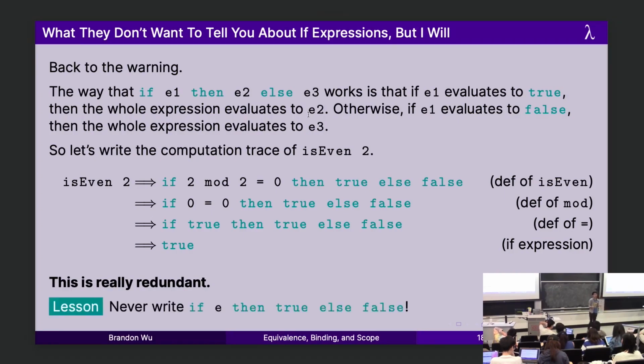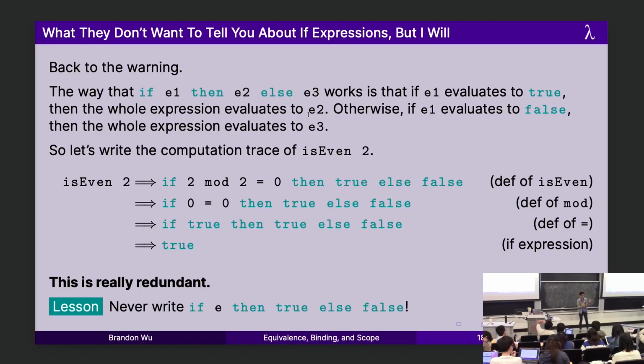So never write if e then true else false. Actually, the grader will complain at you if you do, but I feel like giving this information now. So don't do that. It's a style error. It's also just not good code. You should be aware that these things are equivalent because bools are bools, and if is just an expression.